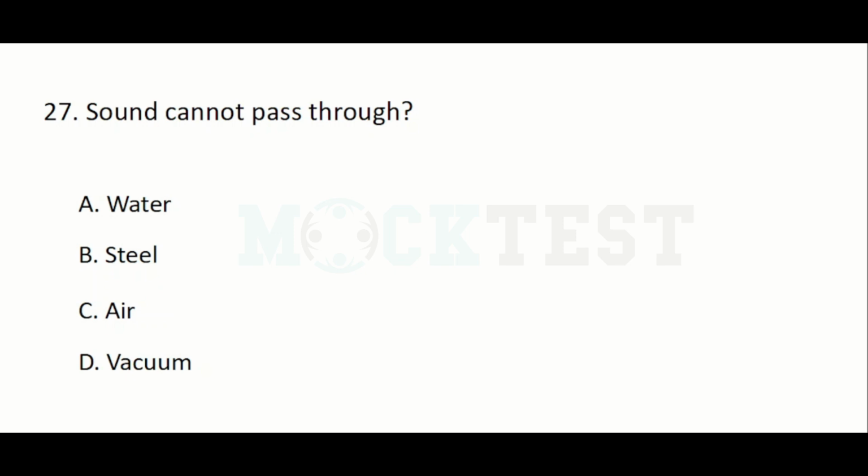Sound cannot pass through: option A water, option B steel, option C air, option D vacuum. Sound cannot pass through vacuum.